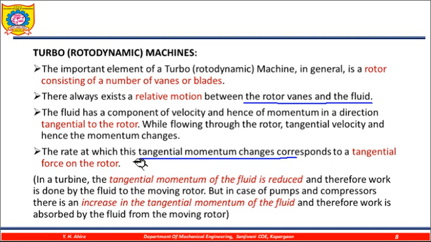This we will understand better once we start with our derivations. In a turbine, the tangential momentum of the fluid is reduced, and therefore work is done by the fluid on the moving rotor. But in the case of pumps and compressors, there is an increase in the tangential momentum of the fluid, and therefore work is absorbed by the fluid from the moving rotor. This you will understand when we cover the derivation part.